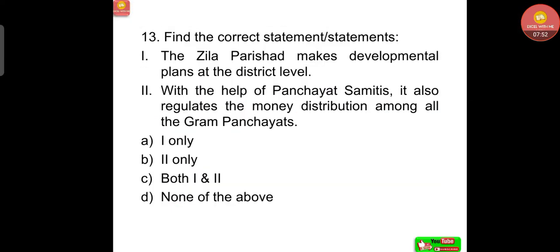Next, find the correct statement or statements here. First one, the Zilla Parishad makes developmental plans at the district level. Second, with the help of Panchayat Samitis, it also regulates the money distribution among all the Gram Panchayats. Option A, 1 only correct. Option B, second only. C, both 1 and 2 are correct. D, none of the above. Answer, both 1 and 2 are correct.